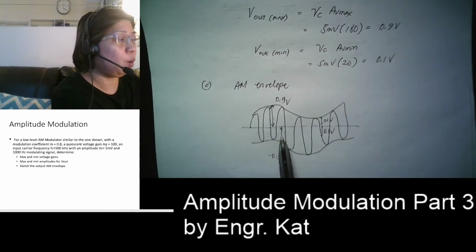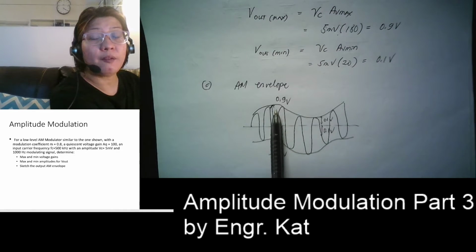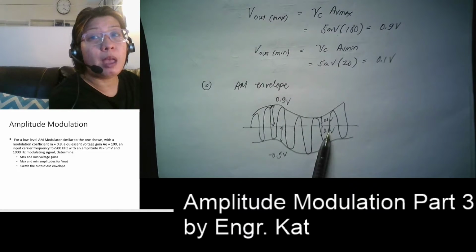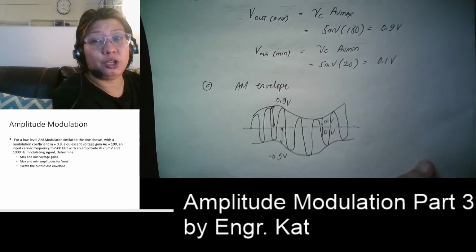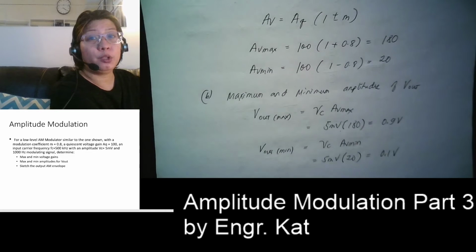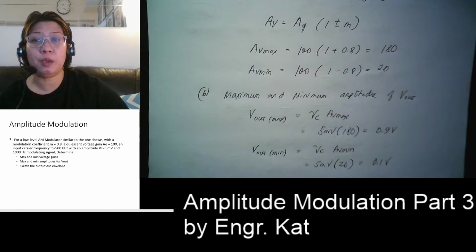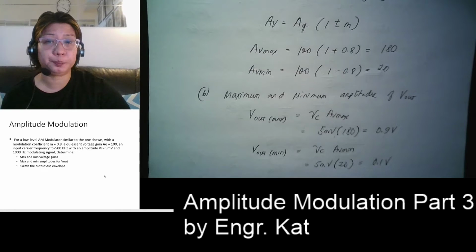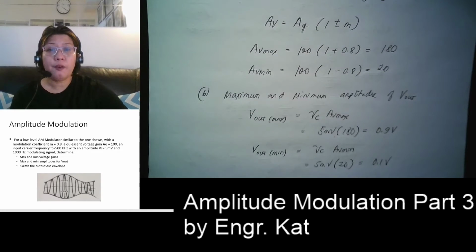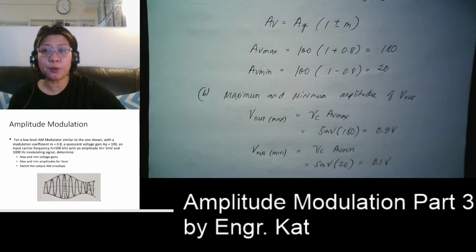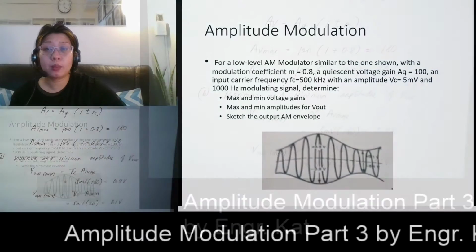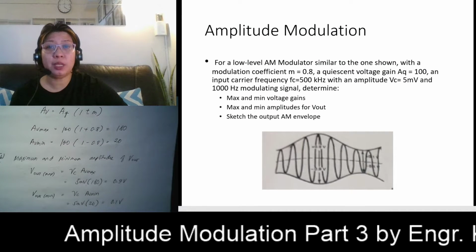Okay, so the AM envelope, the maximum amplitude specifies your 0.9 here, while the minimum output voltage specifies your minimum voltage here, or your V minimum. So that will be your V max and your V min. Okay, so in this case, this is our figure for your output waveform. So this is your 0.9, which is at maximum modulating signal, and 0.1 for minimum modulating signal.